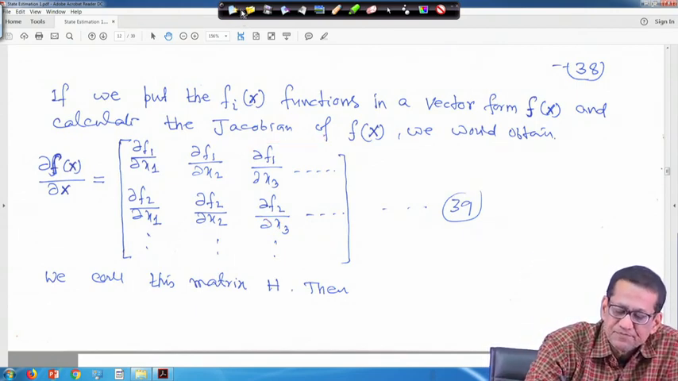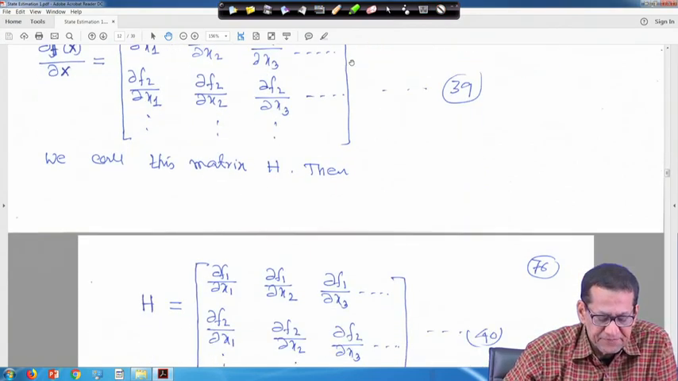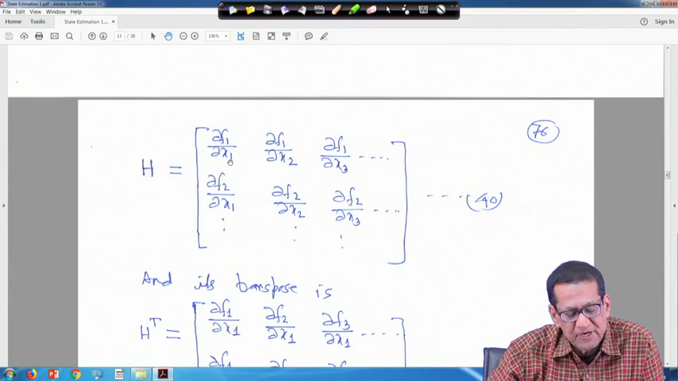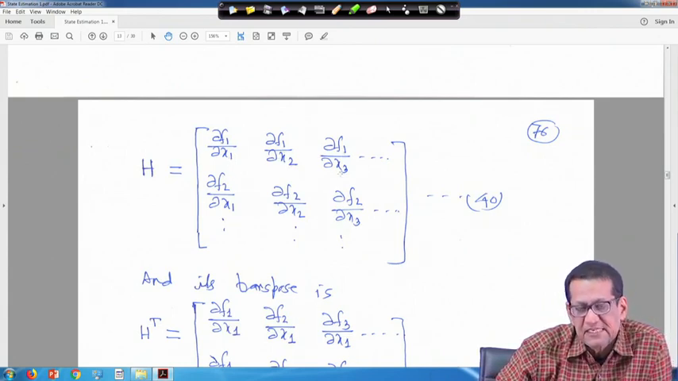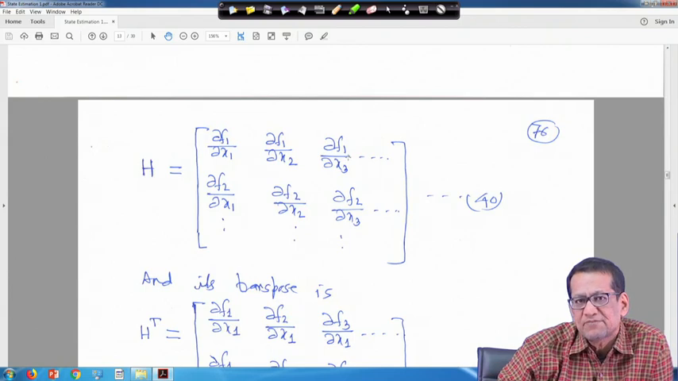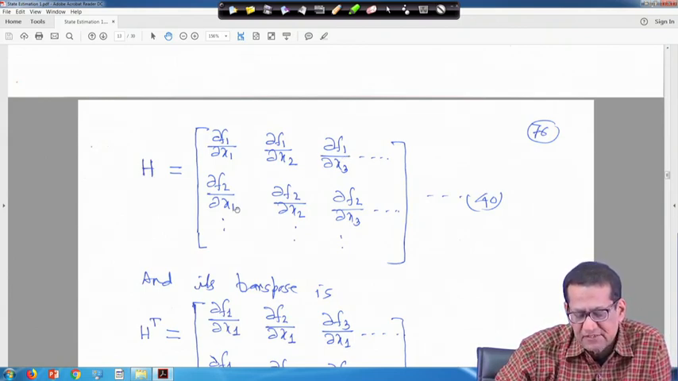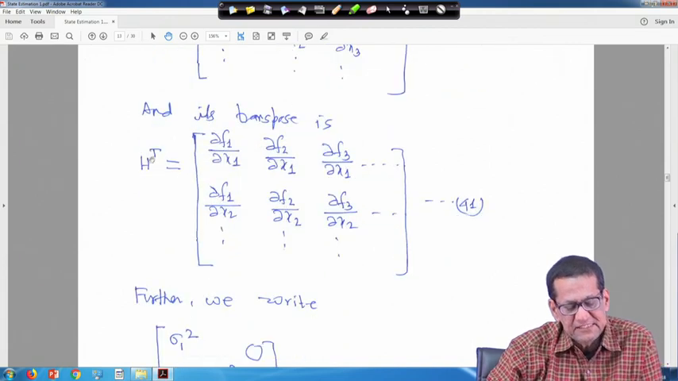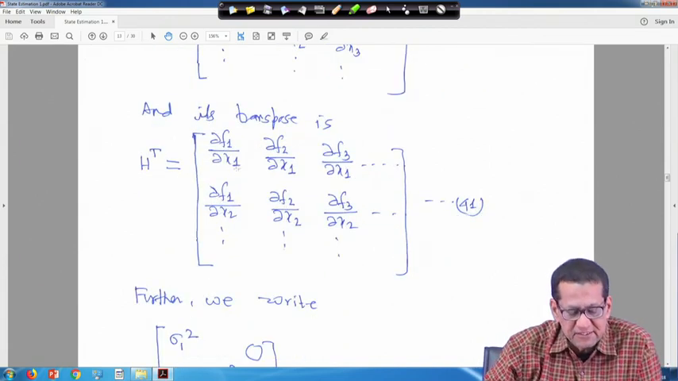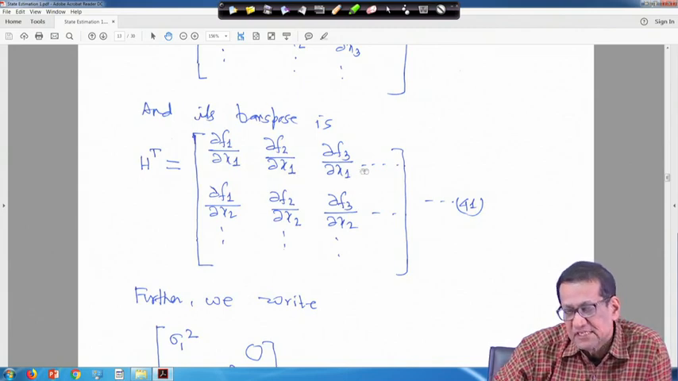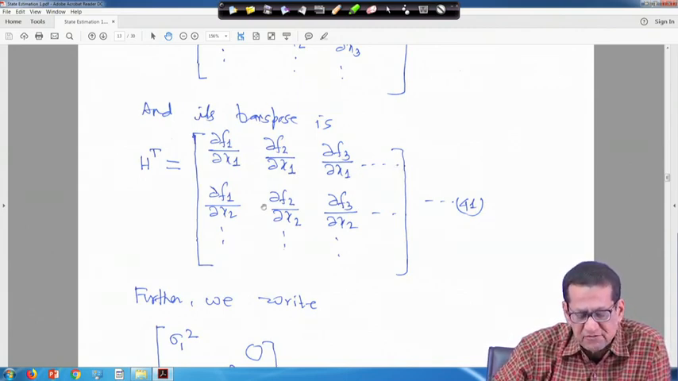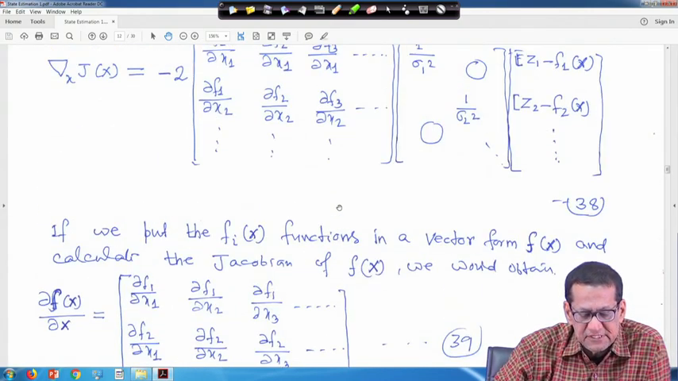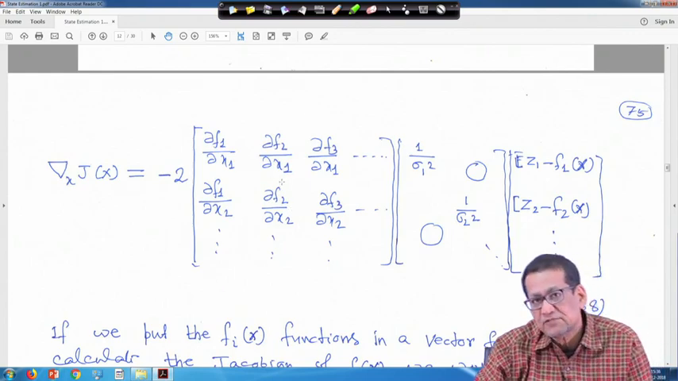That means this H can be written as the partial of f 1 upon x 1, f 1 upon x 2, f 1 upon x 3 and so on, up to your n m number of measurements. Similarly, f 2 upon x 1, f 2 upon x 2, f 2 upon x 3 and so on. Therefore, if you take the transpose of this matrix, H transpose will be f 1 upon x 1, f 2 upon x 1, f 3 upon x 1 and so on. Then f 1 upon x 2, f 2 upon x 2 and f 3 upon x 2 and so on. That means this will be H transpose.